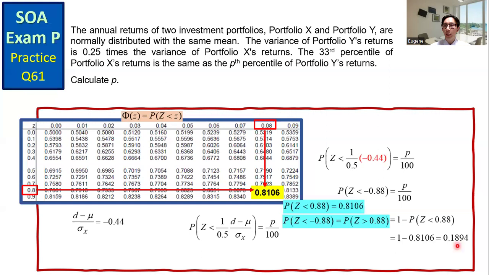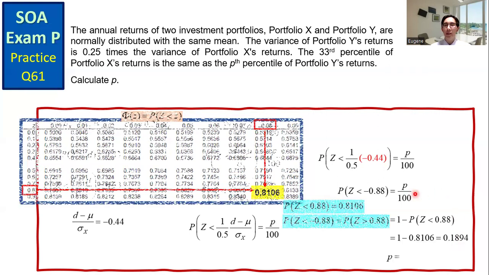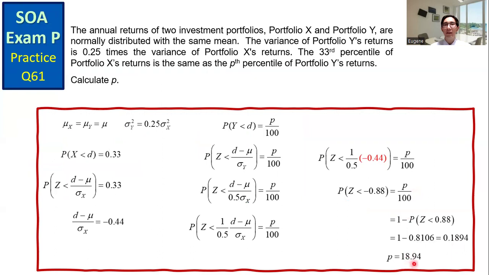And this corresponds to the expression P over 100. And therefore, the value of P is 18.94. This is the 18.94th percentile of Portfolio Y's returns.